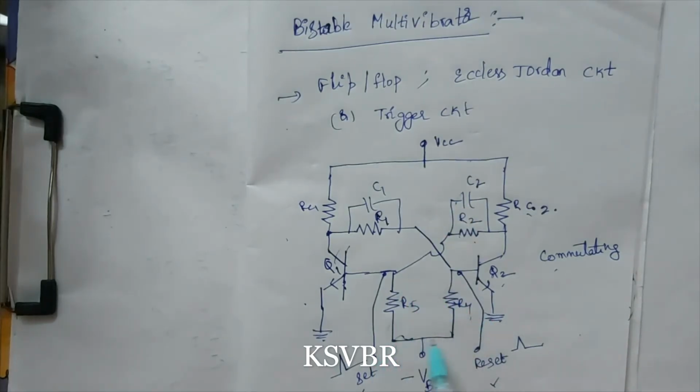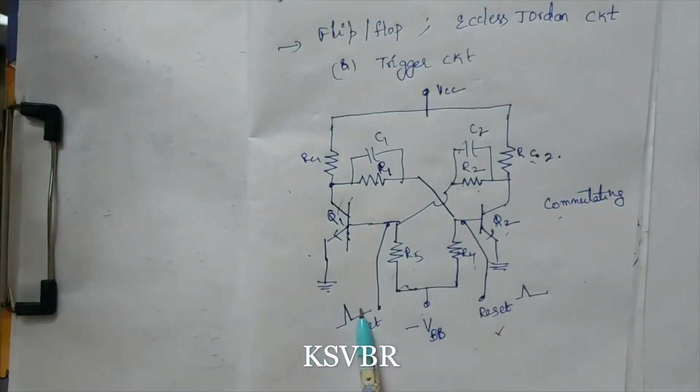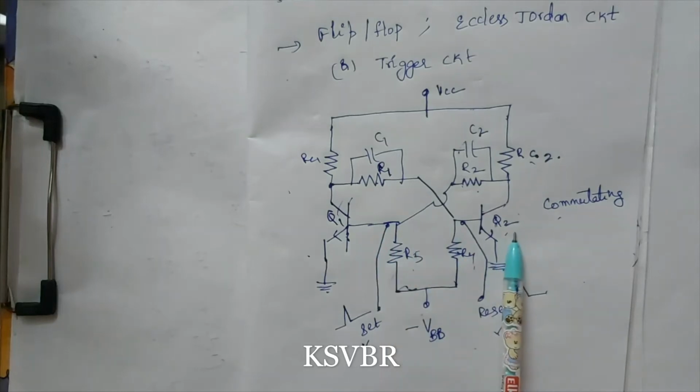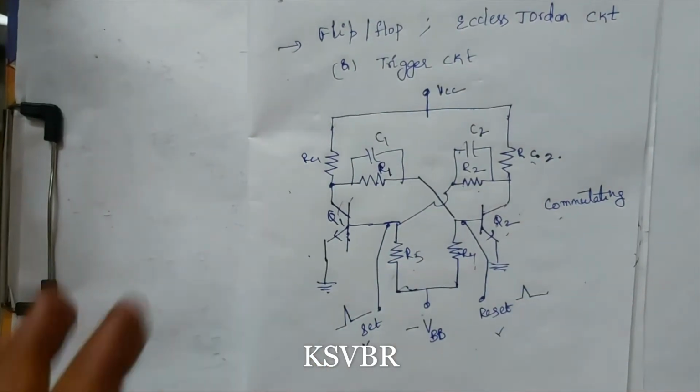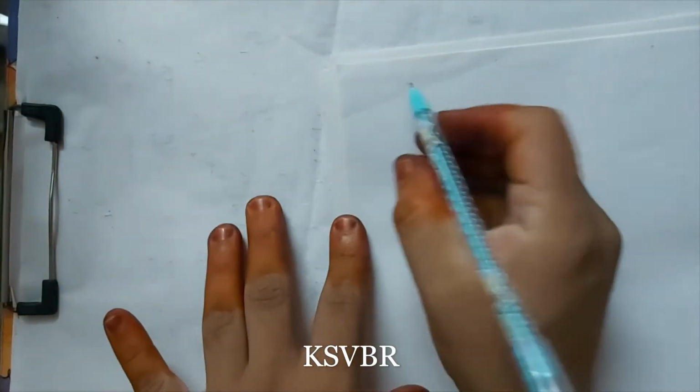Here R3 and R4 are resistances used to maintain balance in the circuit, which are connected to VBB. Two inputs, set input and reset input, are connected at the bases of Q1 and Q2. This is about the description. The same points are in the material. You have to go through that. Now see the working of the bistable multivibrator.